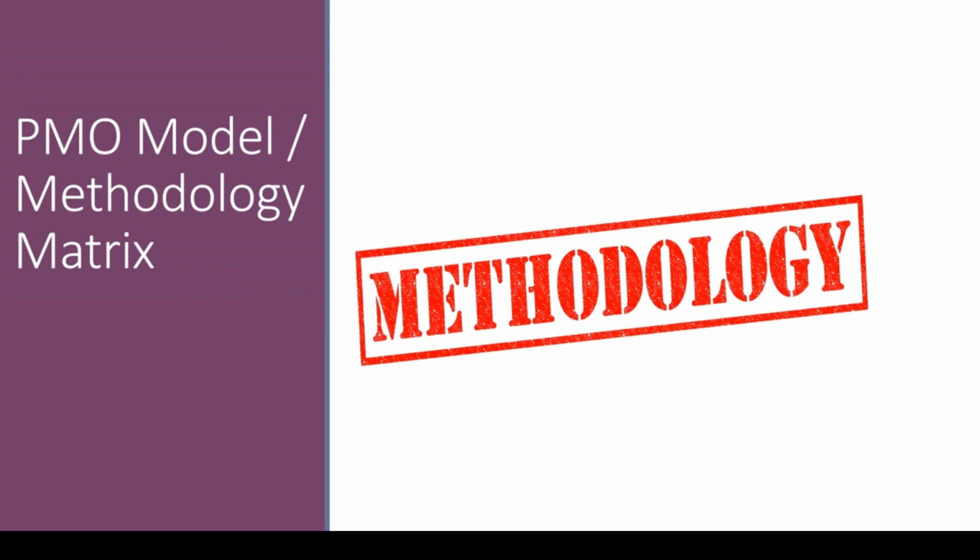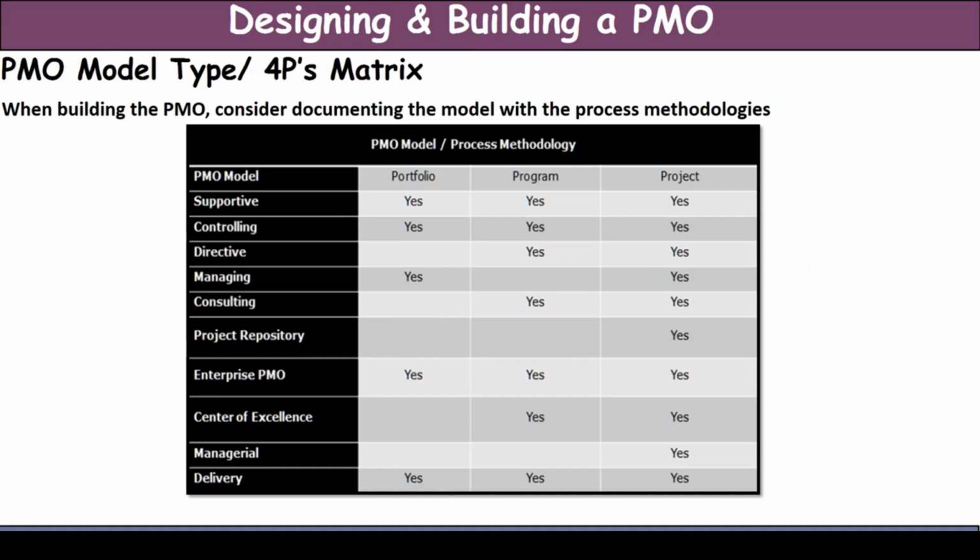Step 5 of your process is your PMO model, right? And your methodologies you're going to use. You just selected your 4 P's. And so now what we do is we say, okay, we've got our P's. Now what model will we use? And when we think about models, we really have 10 major models. We have supportive, controlling, directive, managing, consulting, project repository, enterprise, center of excellence, managerial, delivery, and that list goes on, but these are the top 10s.